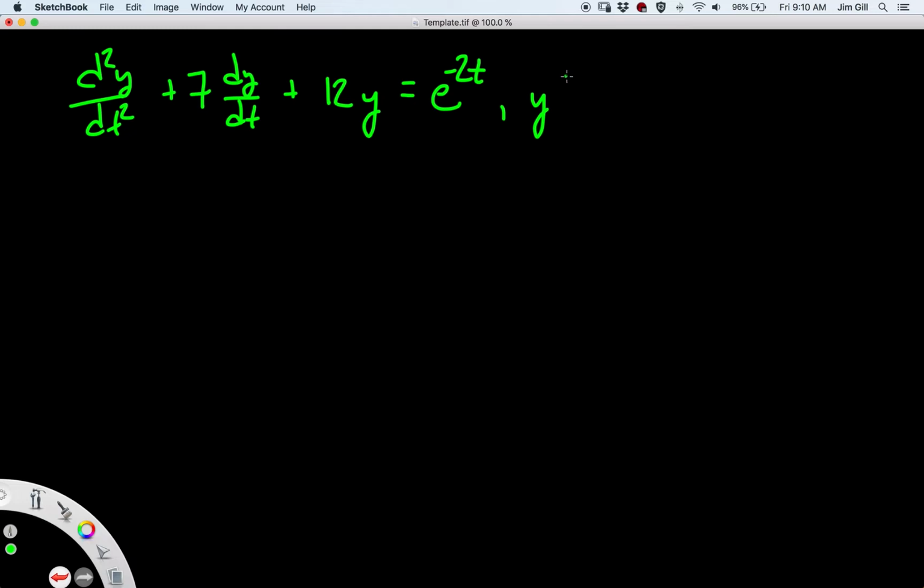And we're going to give some initial conditions here. The value at time 0 is going to be minus 1/12, and the value of the derivative at time 0 is going to be 7/6.